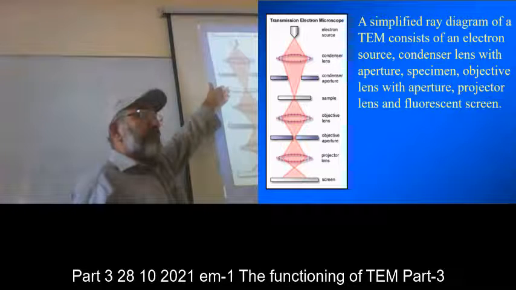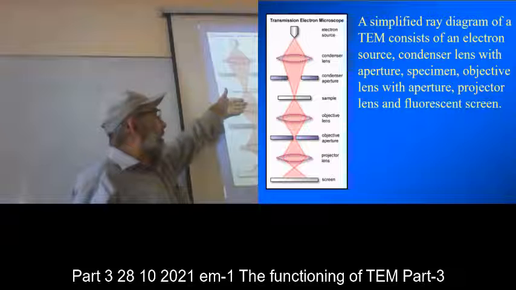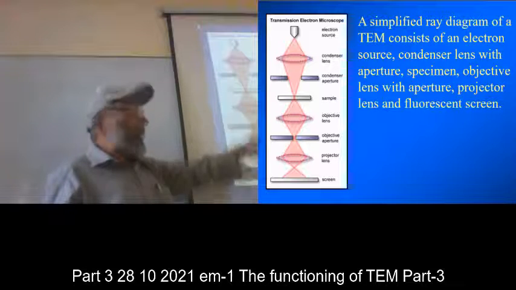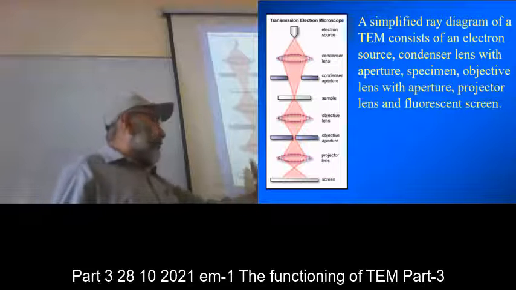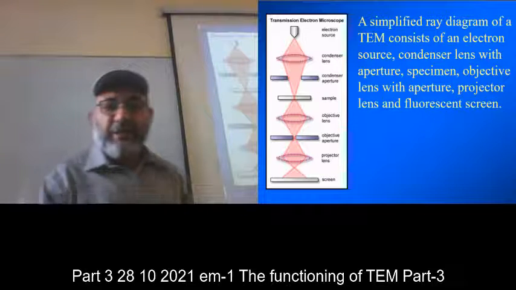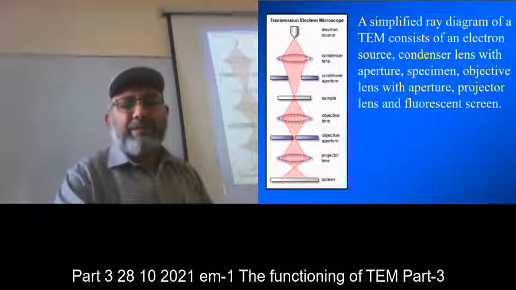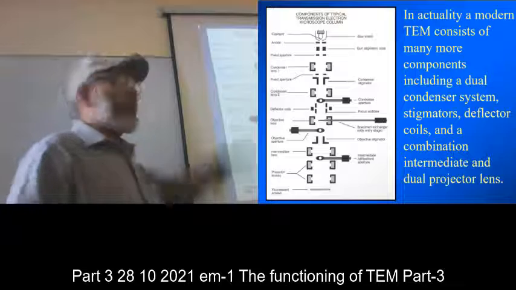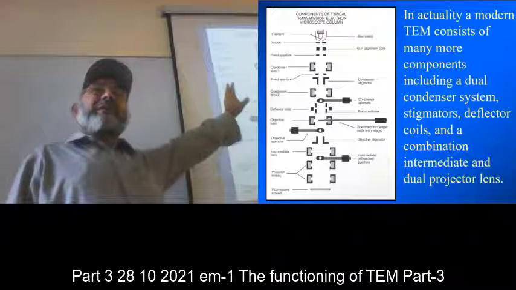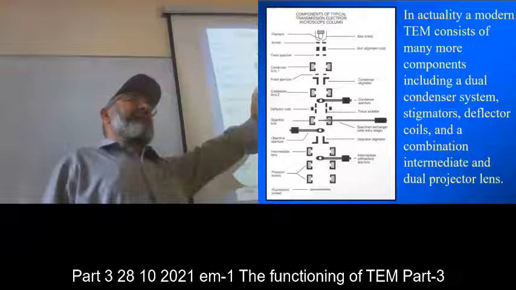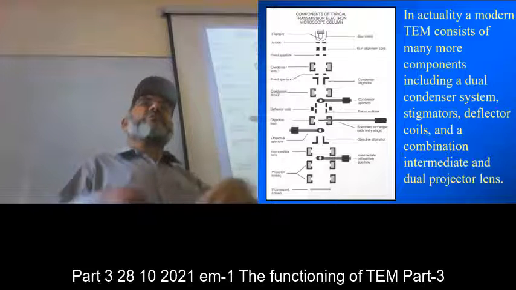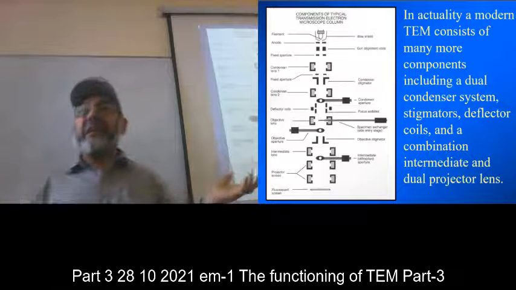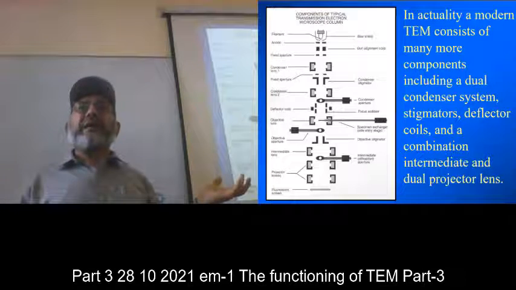Here is the sample, here is the interaction, then the objective lens, then the objective aperture, then the projector lens, and then the screen. And when you pick the screen, here is the camera. This is the simplest possible view of the electron microscope. Actually it is not that simple, because the condenser lens has its own assembly and its own filtering out of the rays.